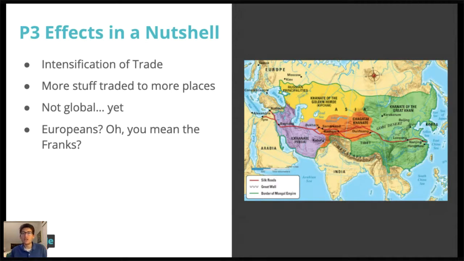There certainly was trade in the Americas. It was not as widespread as what we see in Afro-Eurasia. It was much more regional than trans-regional in the Americas. But there was trading in the Americas as well. But there is not trading between the Americas and Afro-Eurasia at this point.